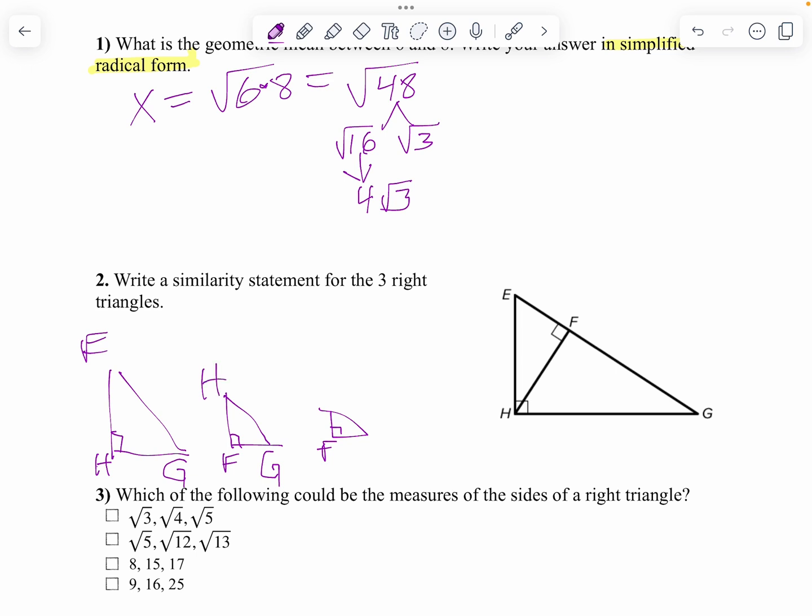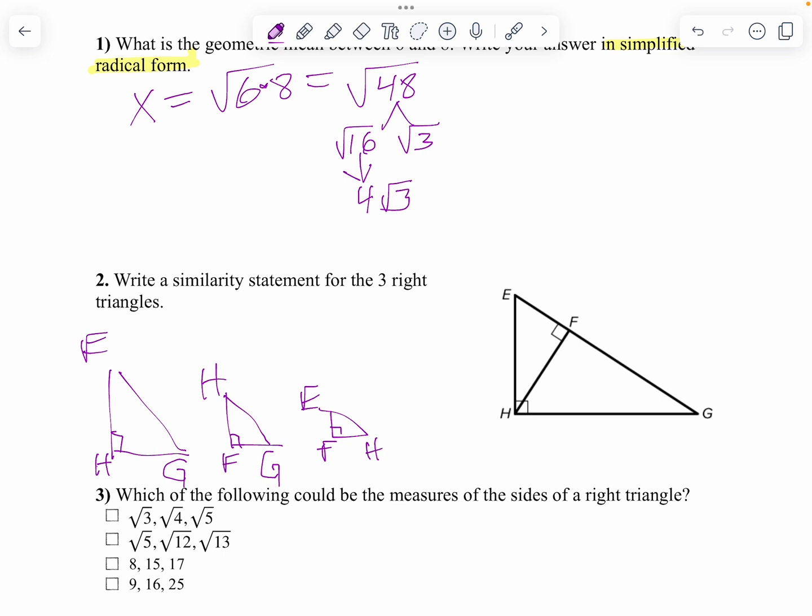Now my baby triangle, notice E is the same in both of them. So I'm going to mark E in both my daddy triangle and my baby triangle. So once again, it goes E, F, and H.